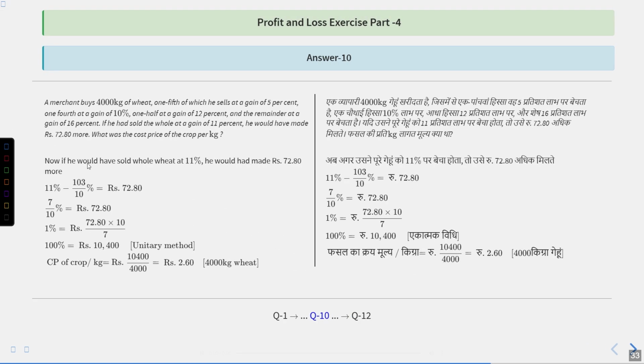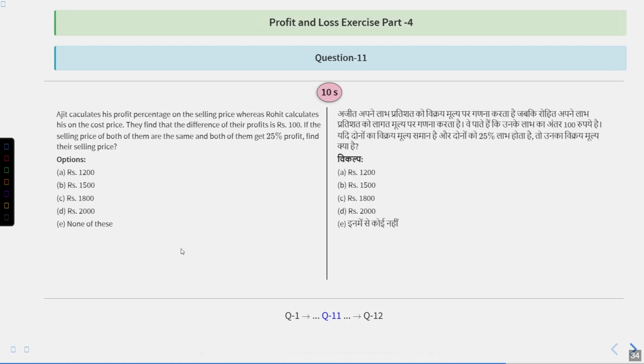Now, if he had sold the whole wheat at 11%, he would have made 72.80 rupees more. So the difference between these profits, 11% minus 103/10%, is equal to 72.80 rupees. When you calculate it, you get the value of 1%, which is 72.80 multiplied by 10 upon 7. So 100% will be 10,400. So the CP of wheat per kg will be 10,400 divided by 4,000 because the total amount is 4,000 kg. When you calculate it, you get 2 rupees 60 paise, or we can say 2.60 rupees. Clear? Next one.